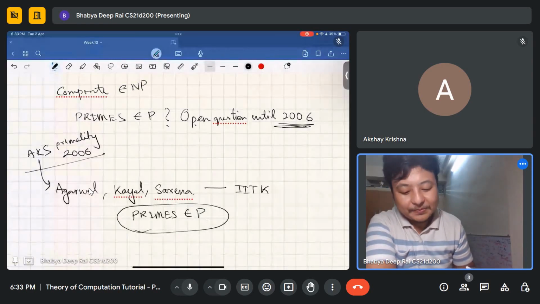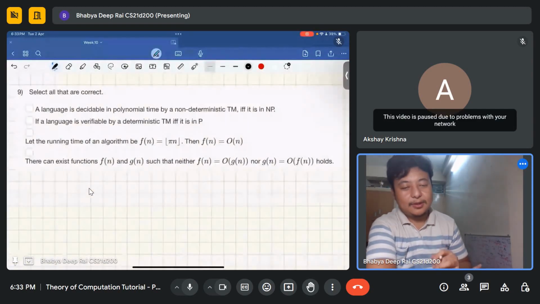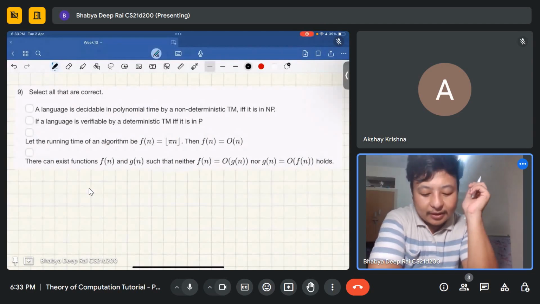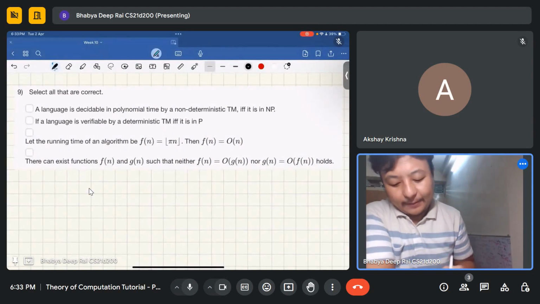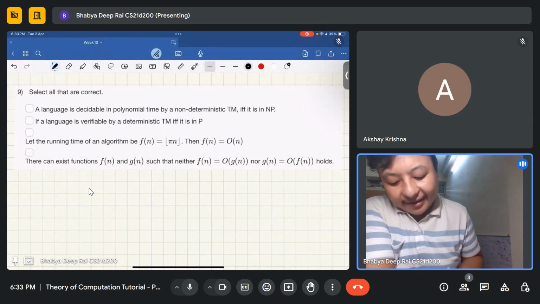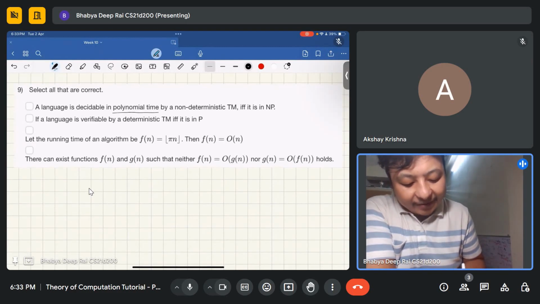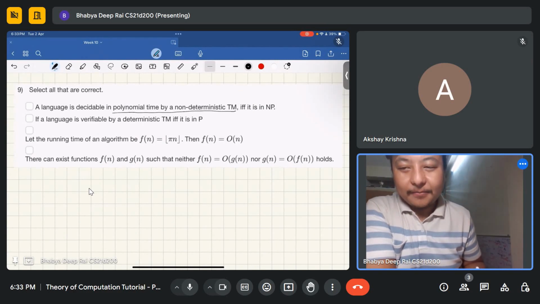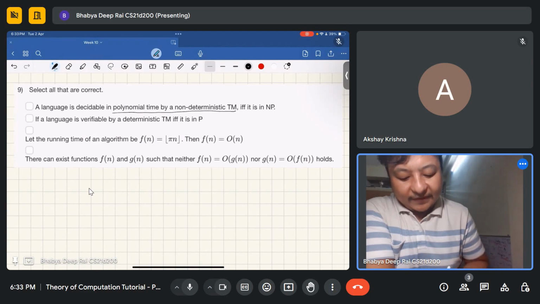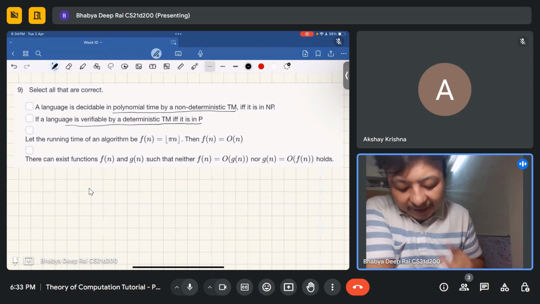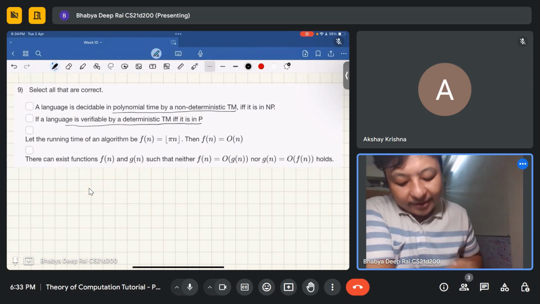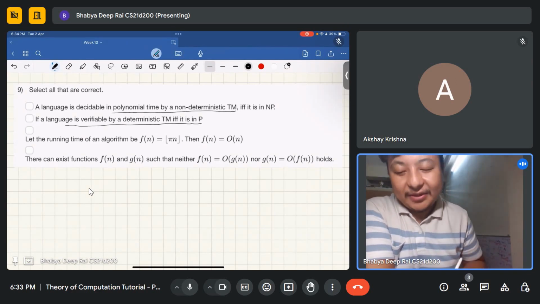Now we'll move on. Here's another question from the assignment. Select all that are correct. A language is decidable in polynomial time by a non-deterministic machine if and only if it is in NP. And a language is verifiable by a deterministic Turing machine if and only if it is in P, and so on. Let's tackle them one by one.